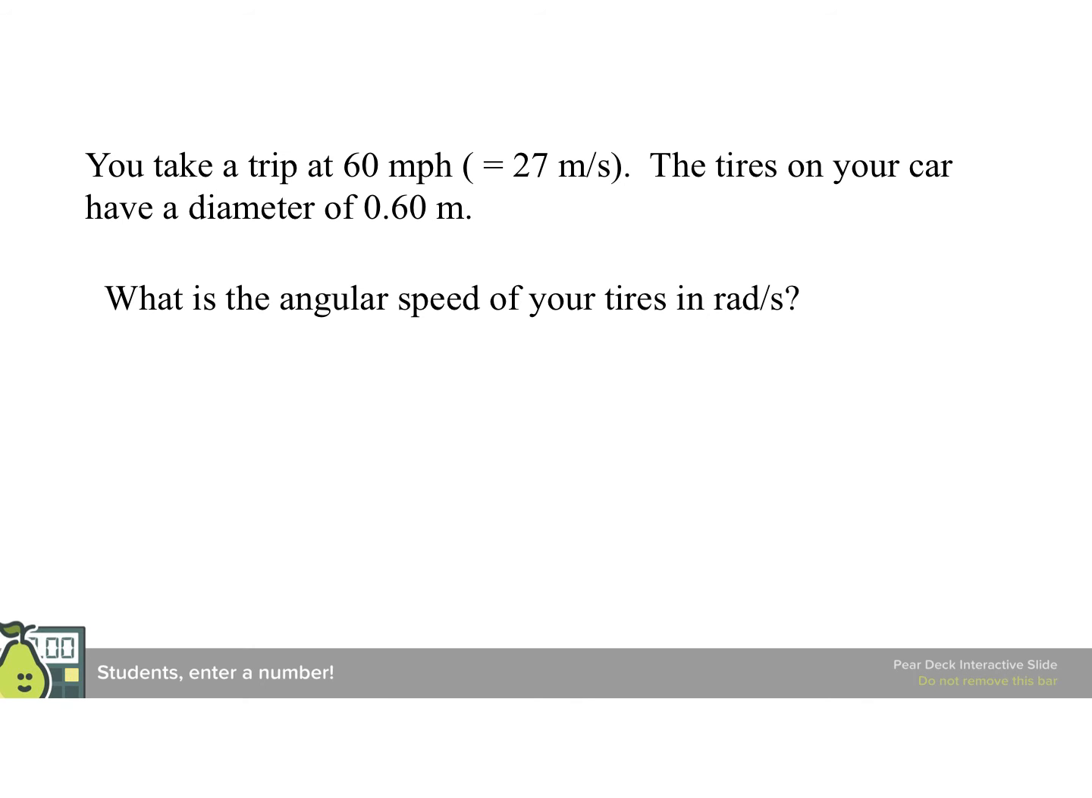You take a trip at 60 miles per hour, which conveniently is given to us as 27 meters per second, and the tires on your car have a diameter of 0.60 meters. What is the angular speed of your tires in radians per second?